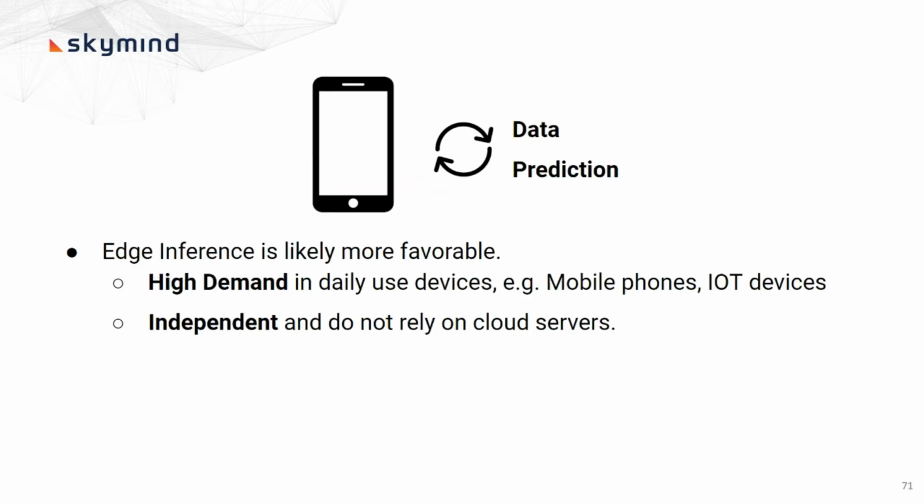So I would say that edge inference is the way to go, because of high demand. Everyone has a phone. It's like another hand of yours, it's always with you. So if you want to do all this fancy AI prediction, the best approach is to have the data coming in and do the inference on the spot. Then no worries, you're independent of cloud servers or any other stuff.